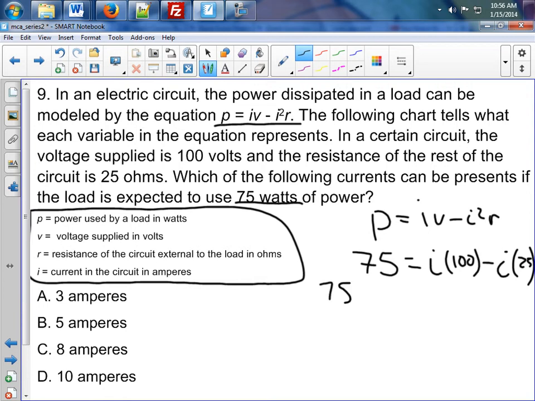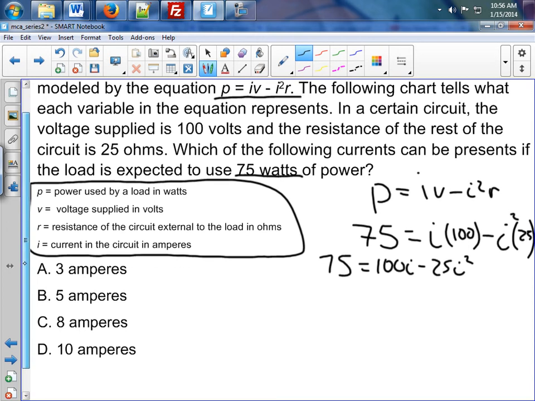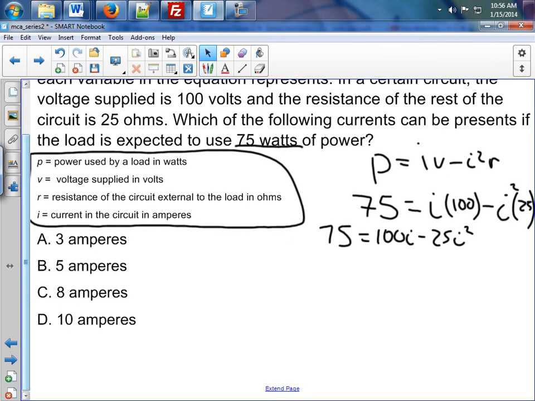So I have 75 equals 100I minus 25I squared. Now, the easy way to do this question is that it's multiple choice. You should use this to your advantage. I could plug in the numbers for I.